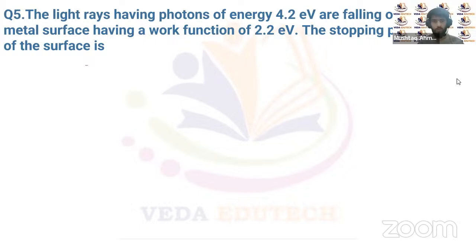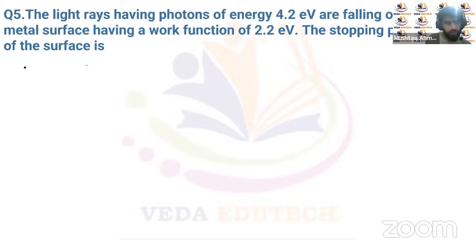We have to find the stopping potential, right? The stopping potential is the potential required to stop the photoelectron of maximum kinetic energy. The minimum potential required to stop the electron of maximum kinetic energy, we call that the stopping potential.